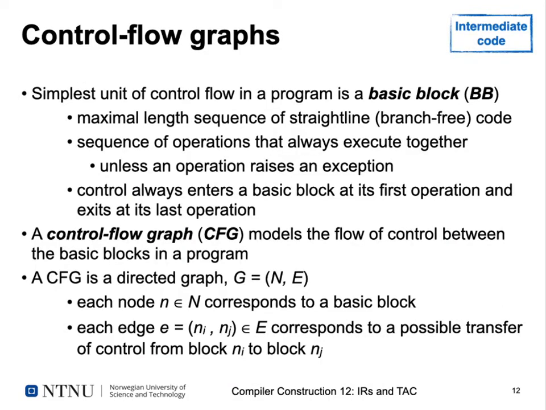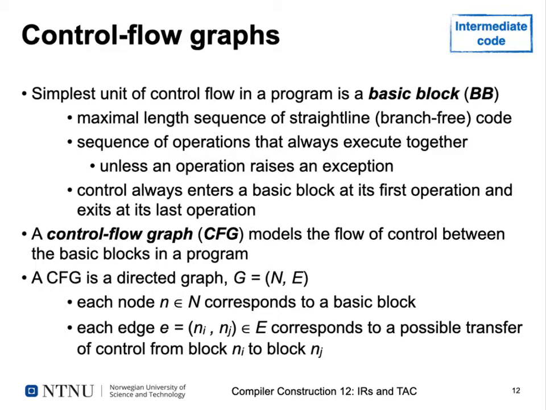But we've seen that we can use graphs for different uses, and one very common graph used in compilers is the so-called control flow graph. We've already seen in our previous lecture that the most simple unit of control flow in a program is a basic block. A basic block is a maximal length sequence of straight line code, so branch-free code, which means you can only enter a basic block at its beginning, and you can only leave it in one location, usually at its end, which may contain a branch instruction.